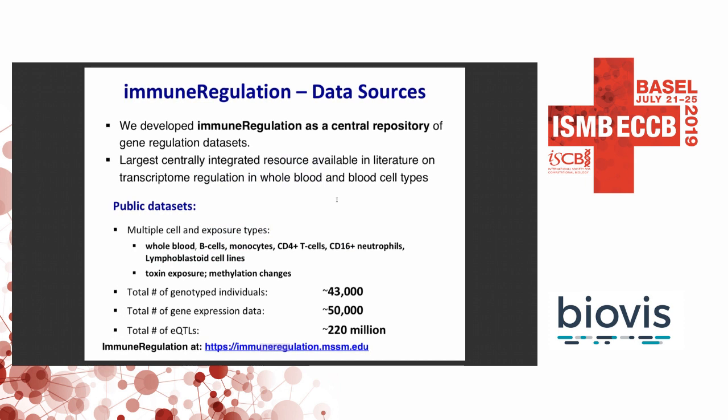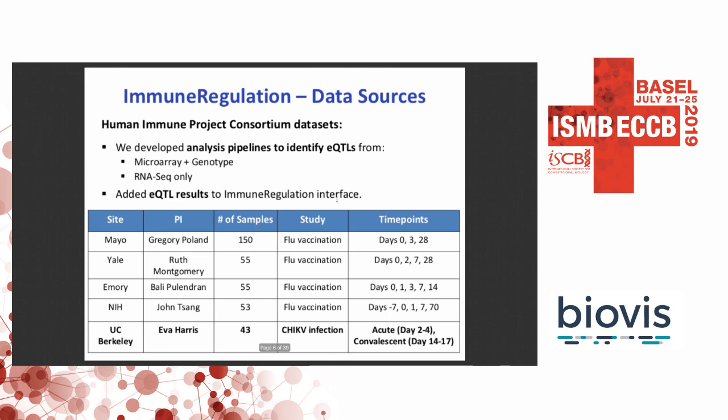And within ImmuneRegulation, we have a central repository of gene regulation data sets, and it's currently the largest centrally integrated resource available in the literature on transcriptome regulation in whole blood and blood cell types. We have whole blood, B cells, monocytes, CD4 plus T cells, etc., and different exposure types. Overall, we have information on 43,000 genotyped individuals from 50,000 more or less gene expression experiments, and you can query more than 220 million eQTLs within our database based on any p-value that you're interested in.